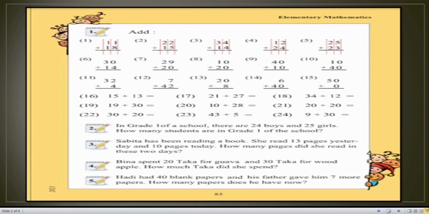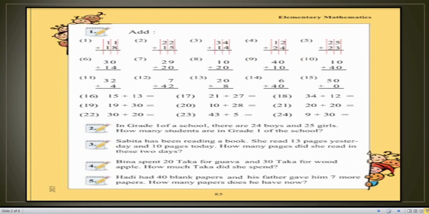And then if we see question number 22, we can see that 30 plus 20 is equal what? You know that 0 plus 0 is equal 0, and then 3 plus 2 is equal 5. So the answer of question number 22 will be 50. And then if we see question number 23, we can see that 43 plus 5 is equal what? You know that 3 plus 5 is equal 8, and that is why in your right hand side you should write 8, and that 4 will be here. So the answer of question number 23 will be 48.